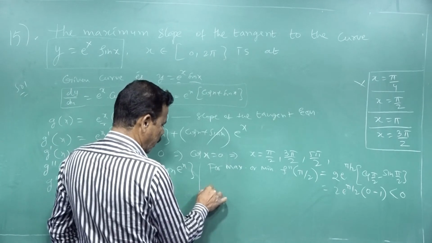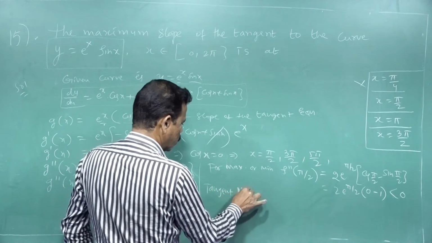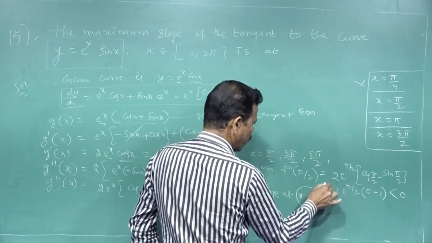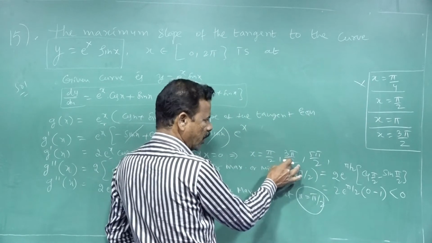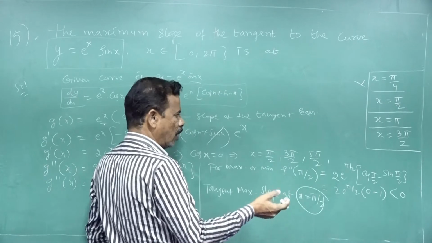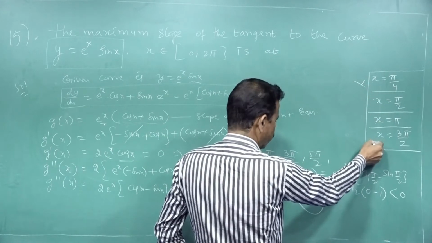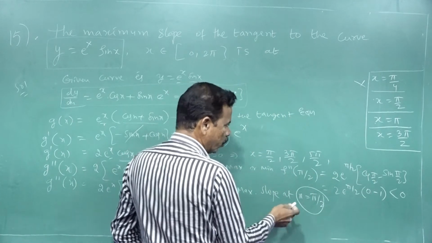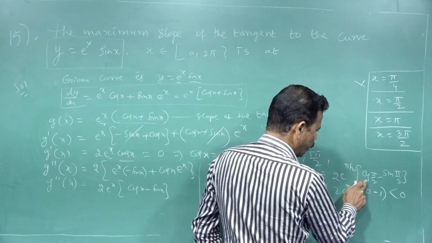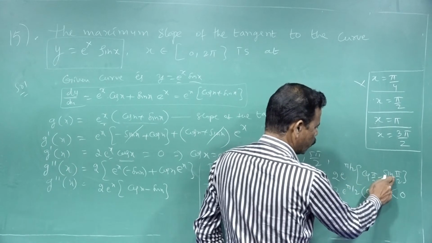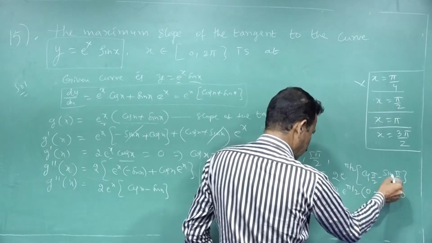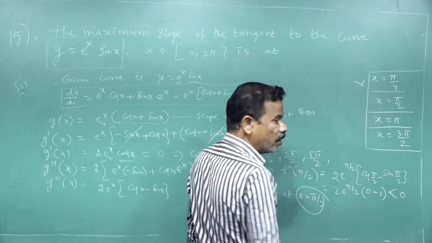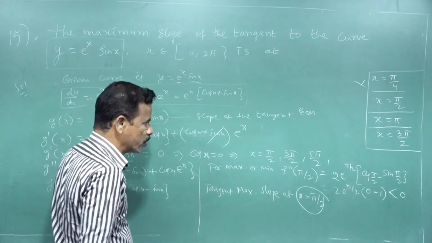So this tangent has maximum slope at x is equal to 5 pi by 2. Here it's enough. If we substitute other values also, greater than 0 comes. Among these values, 5 pi by 2 is there, and 3 pi by 2 also. Suppose we put 3 pi by 2, then cos 270 is 0, sin 270 is minus 1, minus minus comes positive. That's why positive means there is the minimum value. Less than 0 means that is the maximum value. That's why x is equal to 5 pi by 2 is the correct answer.